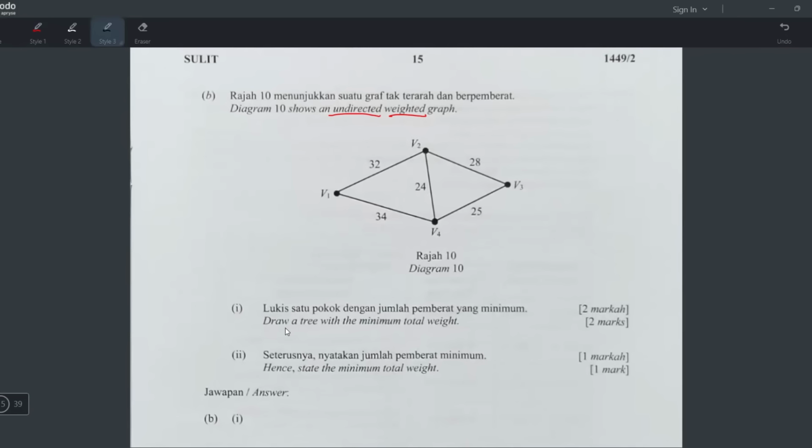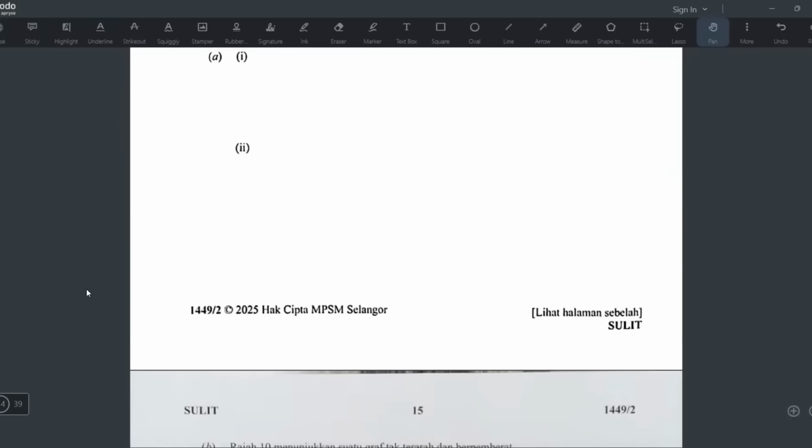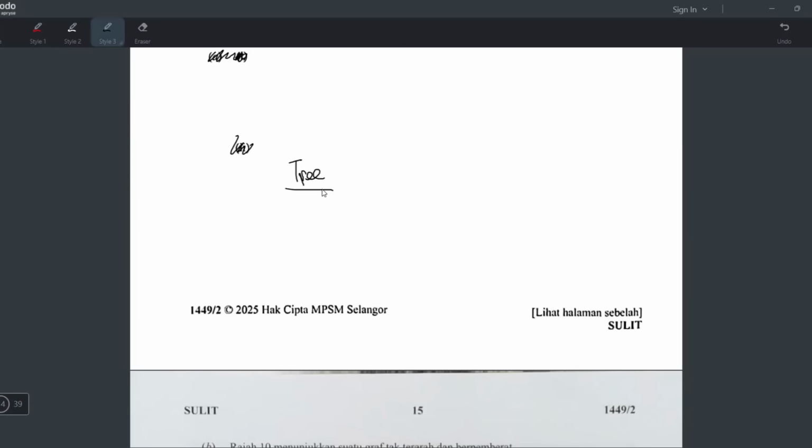So now number one says draw a tree with a minimum total weight. So I realized something. They actually very much like to ask about this tree. Yeah, they ask a lot, so many times. Because I do a lot of prior papers, so I know what they like to ask. So this tree, they really like to ask. They ask in paper 1 also, paper 2 also. Alright, tree, you have to memorize the 4 characteristics.